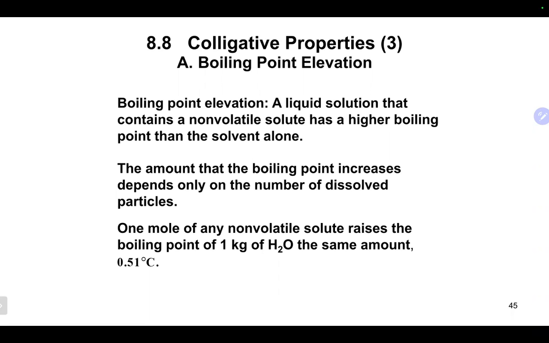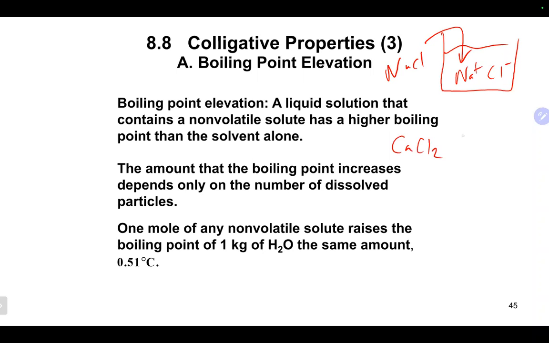So if you dump something, for example, like sodium chloride into a solution, you get a sodium ion and a chloride ion that's basically floating around. If you dump something like calcium chloride into a solution, you get a calcium ion and you actually get a couple of chloride ions floating around. That's going to have a bigger effect because there are now more particles floating around.